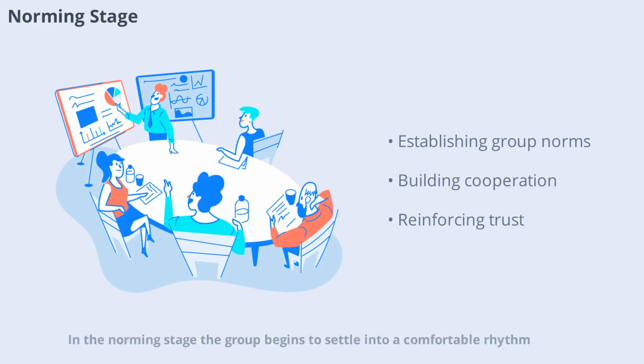In the norming stage, the group begins to settle into a comfortable rhythm. Members have resolved most of their conflicts and have established norms for how they work together. Trust and cooperation grow, and the team starts to operate more smoothly. This is a great time for leaders to reinforce positive behaviors and encourage collaboration. As the group becomes more unified, they're ready to tackle complex tasks and achieve their goals. Let's move on to the performing stage, where the magic really happens.